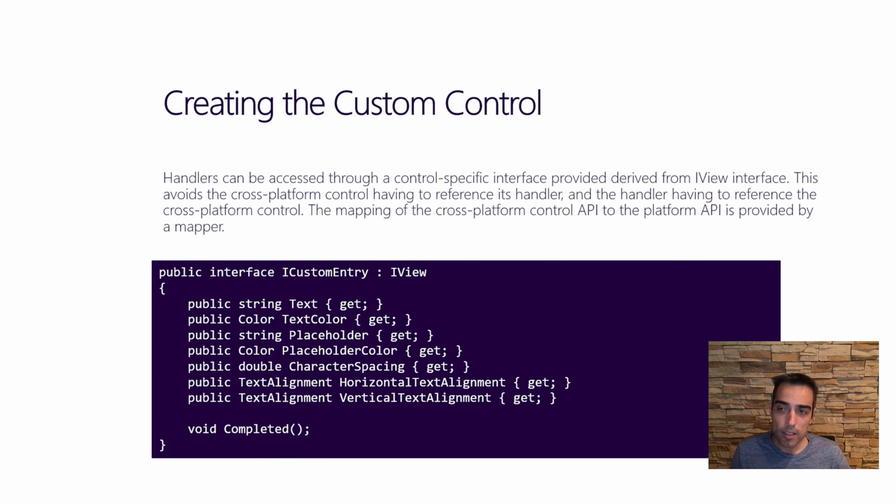So creating a handler is as easy as the following. First of all, we create the control specific interface that must derive from the IView interface. IView gives your interface the basic properties of a view, the width, the height, etc. This avoids the cross-platform control having to reference its handler and also the handler having to reference the cross-platform control.